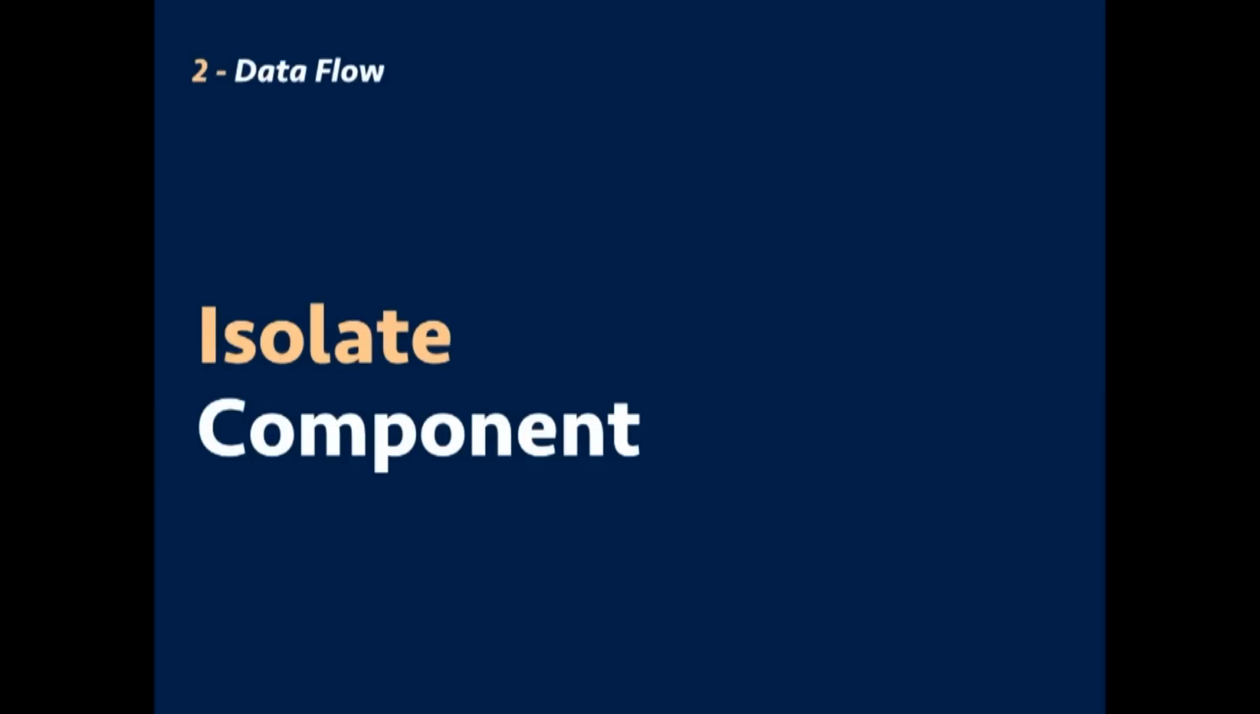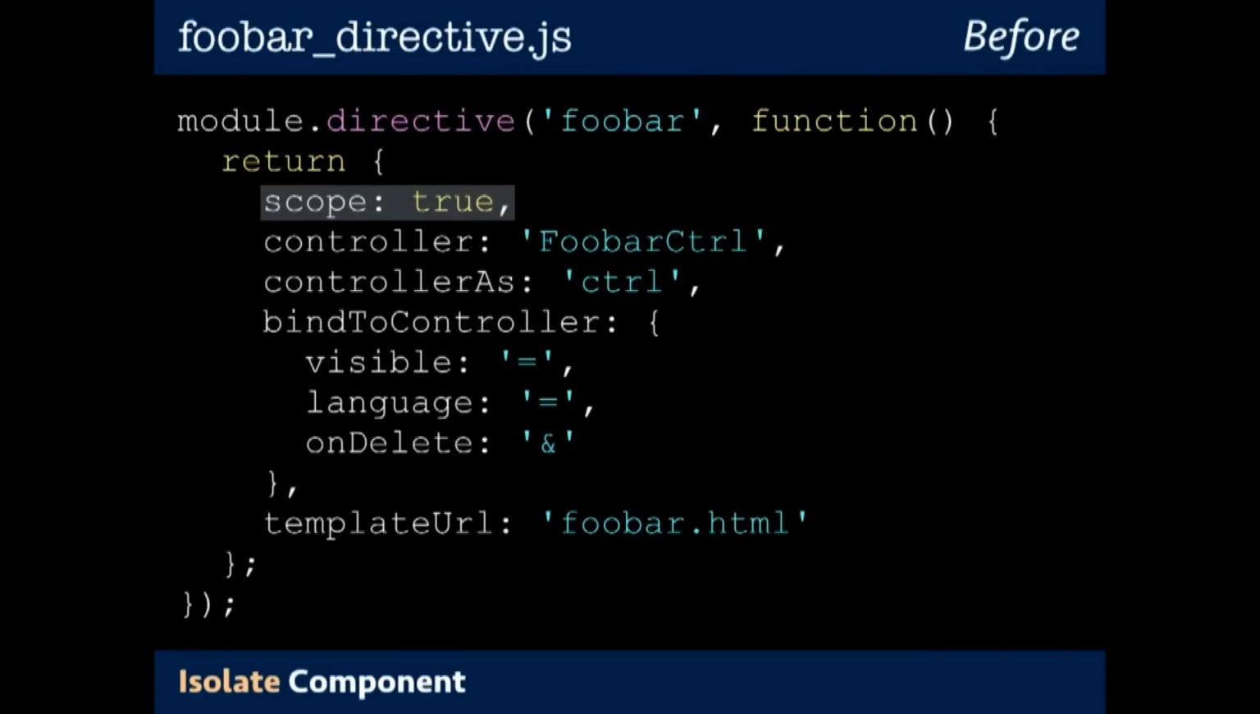And once you've done that for everything, you can take the last step of making this a proper component, which is to isolate it by taking this scope true that we had over there and replacing that with an isolate scope. So here's where we say that now it's no longer possible for any code inside this component to access scope data from outside.